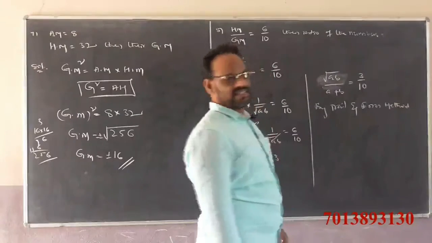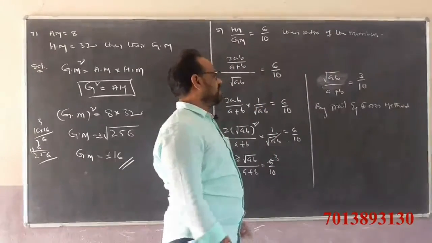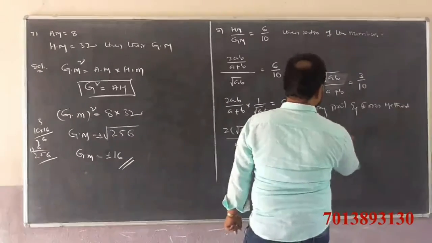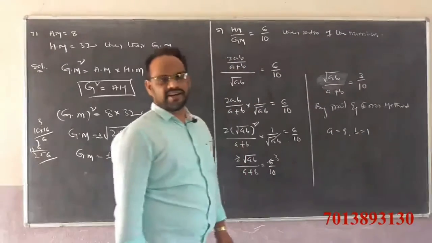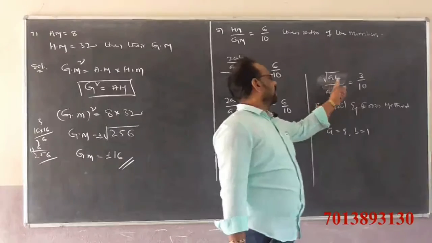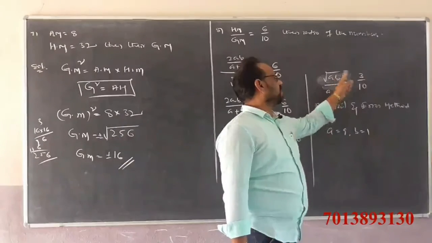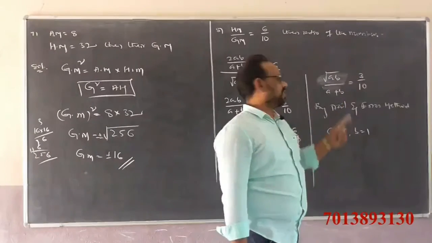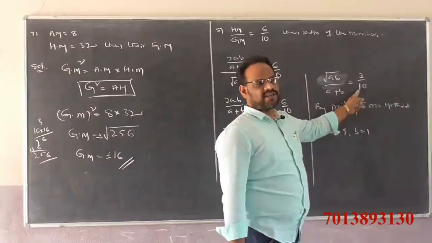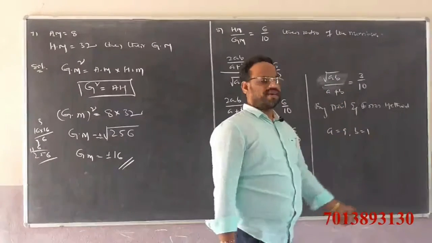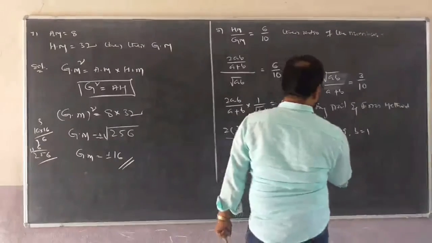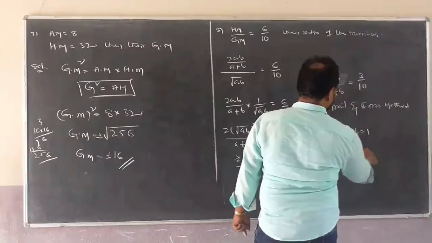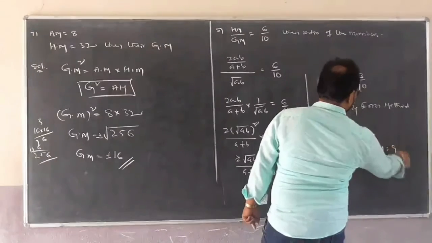That means AB is equal to 9. So A is equal to 9 and B is equal to 1, or B is equal to 9 and A is equal to 1. 9 into 1 is nothing but 9 only. Square root of 9 is equal to 3. 9 plus 1 is equal to how much? 10. So A and B values are 9 and 10. So A is to B is equal to 9 is to 1 or 1 is to 9.